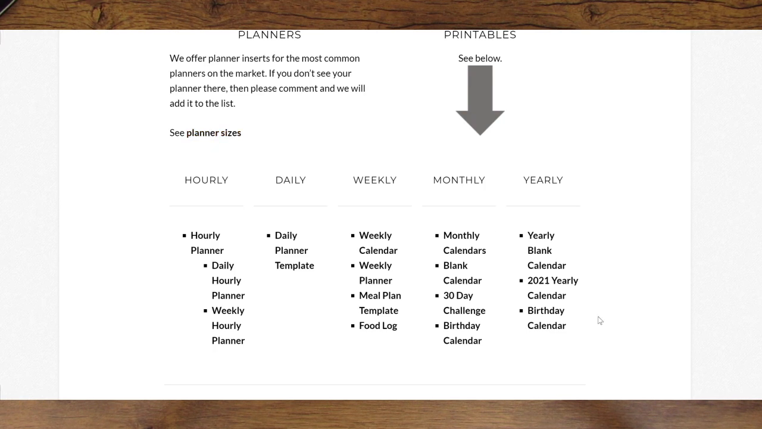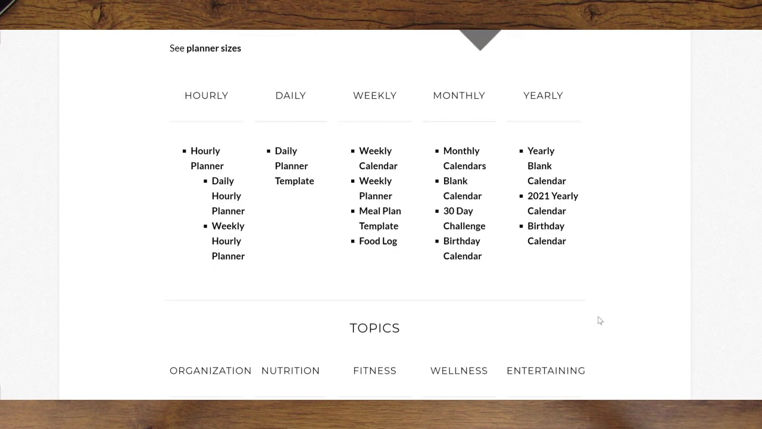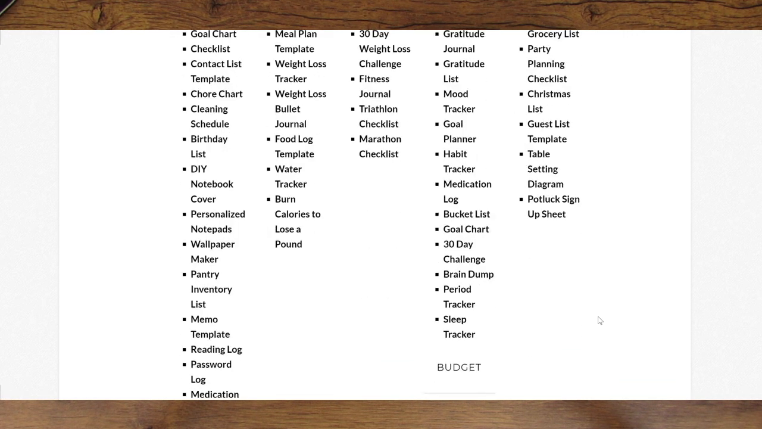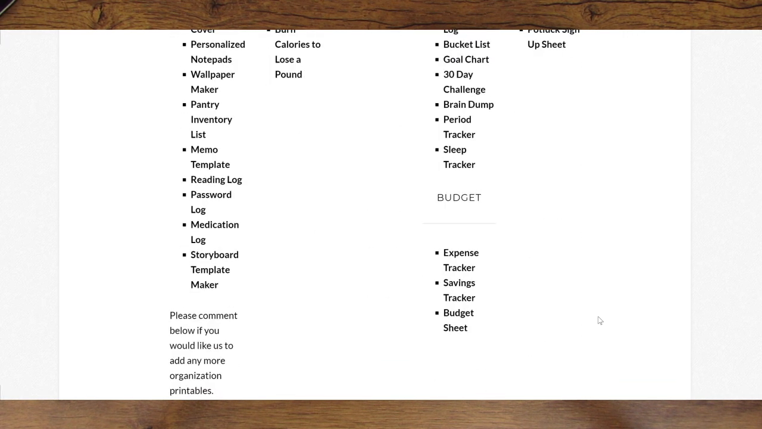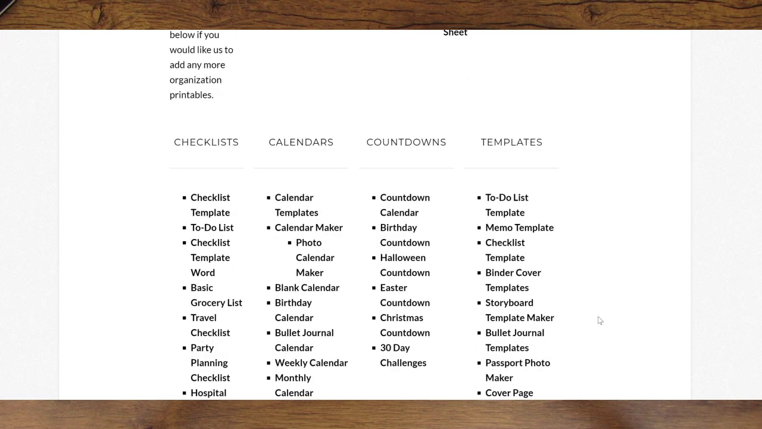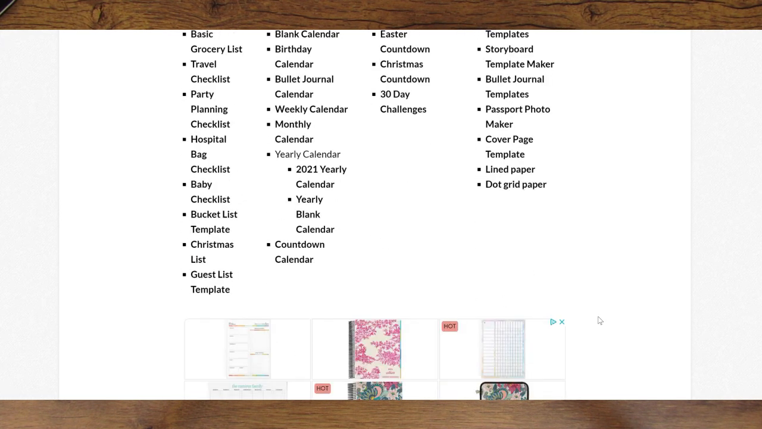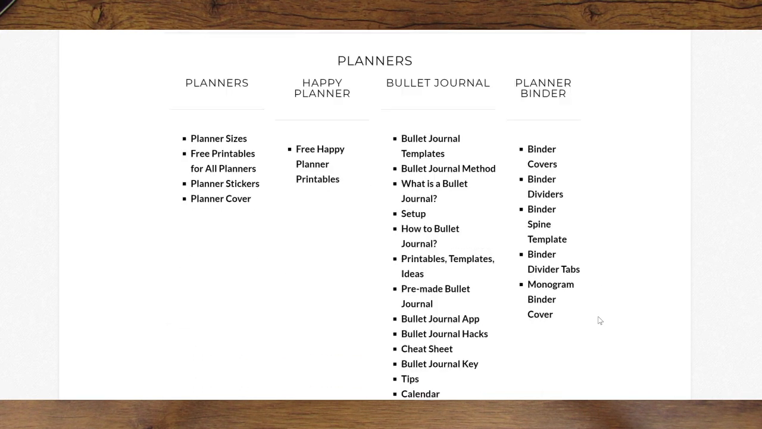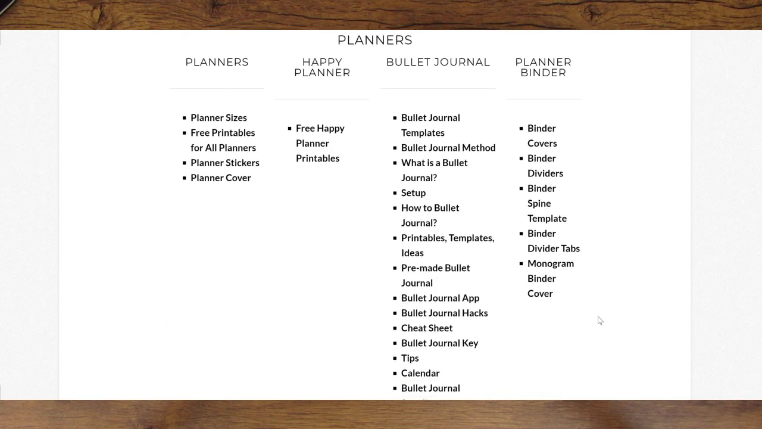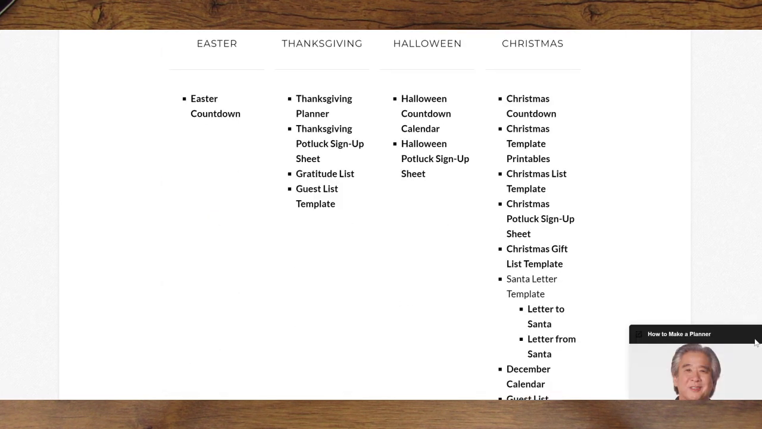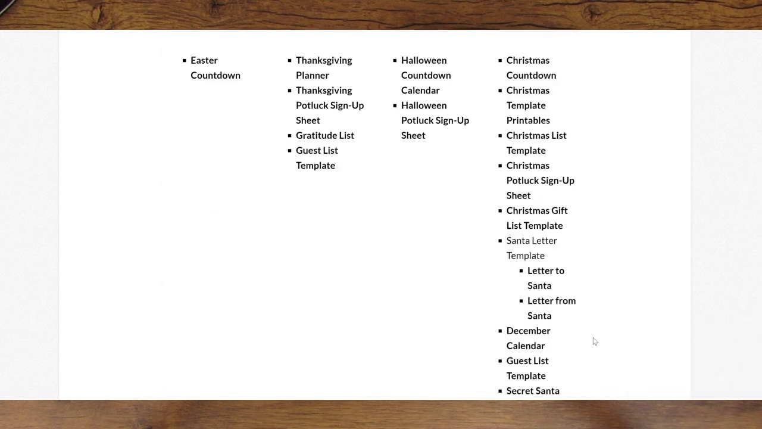So it's broken down by actual, month, date, year, planning topics, checklists, calendars, countdowns, templates, and every one of these can be 100% customized for your planner, whether it's size or background. There are just so many ways to customize this here. So I haven't actually used it yet, but I did recently find it and I cannot wait to start using this resource.